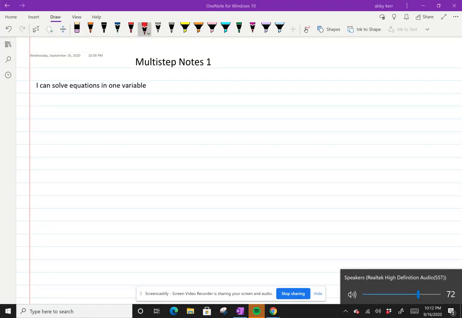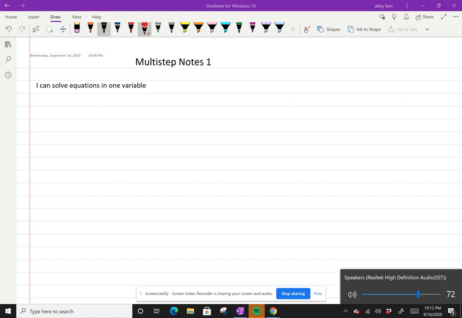In these notes, we are going to do a little bit more than two-step equations. They are going to be called multi-step equations. So multi-step is 3 or more steps to get the x by itself or the variable by itself. So the learning target's the same as what we did before. I can solve equations in one variable.